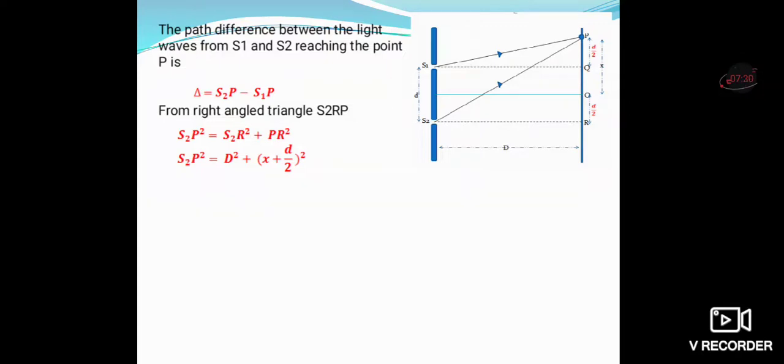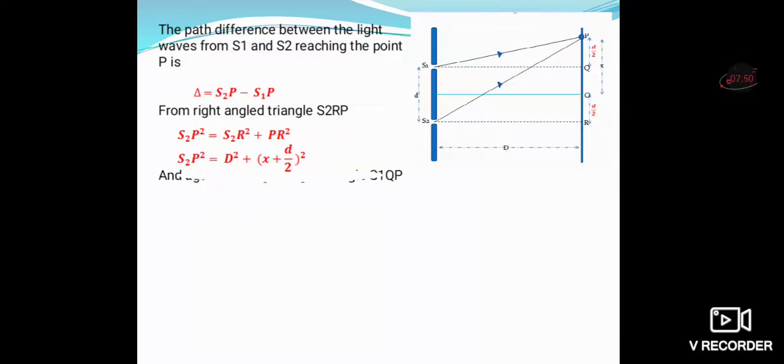Therefore, P to R entire value we want to get. P to O is x and O to R is d by 2. To get P to R entirely, we get x plus d by 2. Therefore, PR square we have written as x plus d by 2 the whole square.